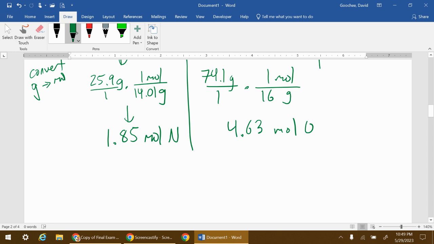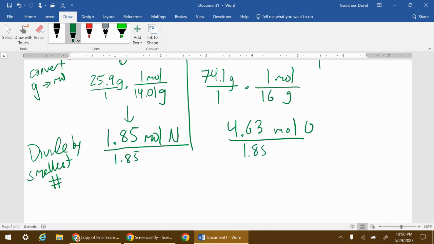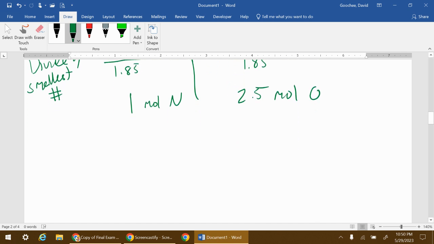All right, what's the next step? The next step is divide by the smallest number. The smallest number between these two is 1.85. So divide them both by 1.85. This is just simplifying the mole ratio. 1.85 divided by 1.85 is 1 mole of nitrogen. 4.63 divided by 1.85 is 2.5 moles of oxygen.